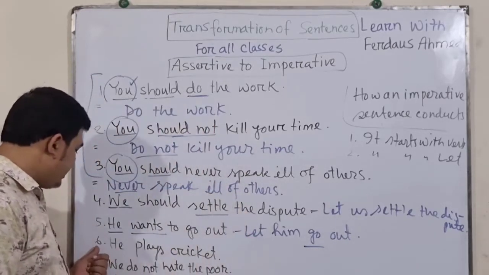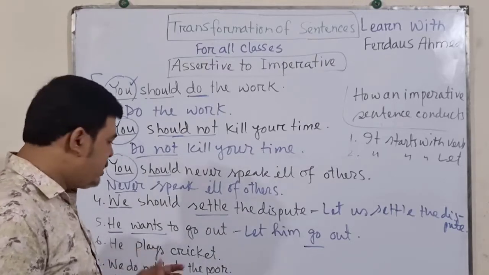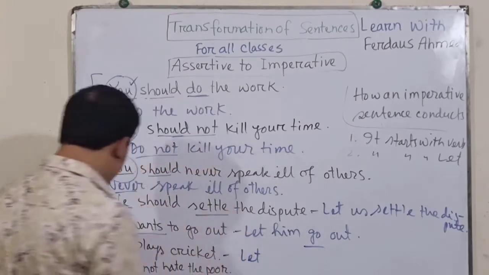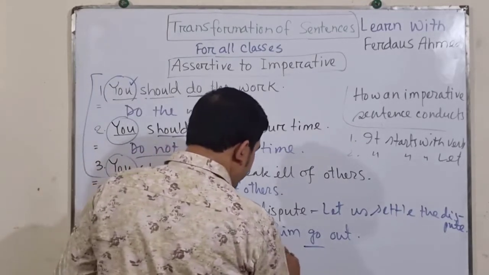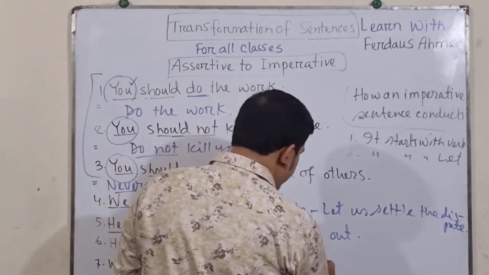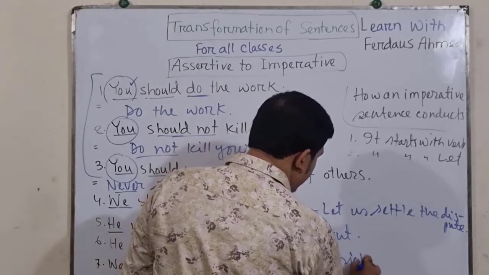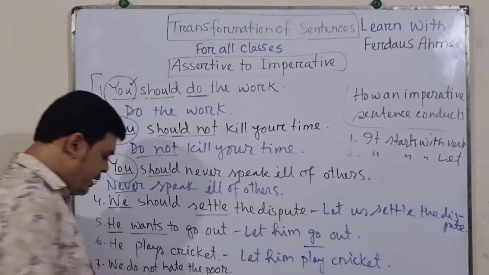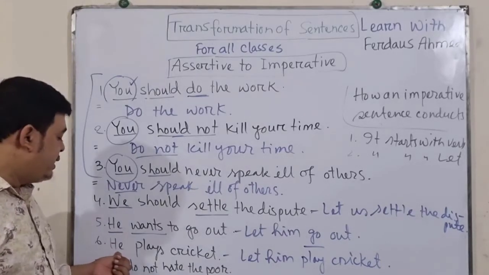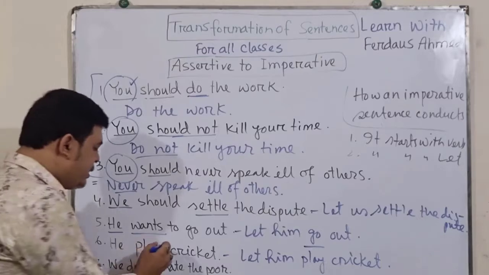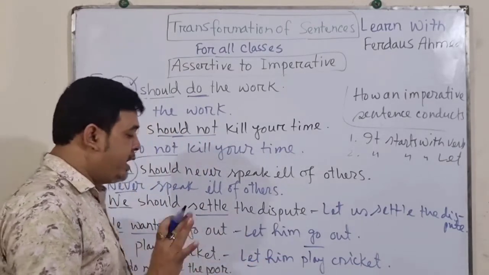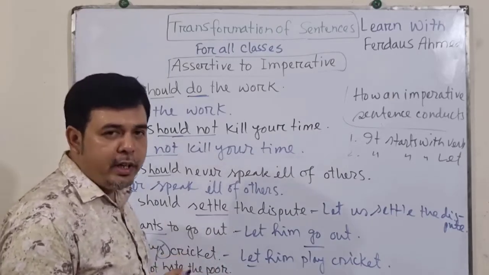So dear students, now the next one, number 6: he plays cricket. So in that case, what will we do? Let, for he there will be him, let him, then the other things, play cricket. And as it is an assertive sentence in present indefinite tense, there was an s, but in the case of an imperative sentence, there is no scope of putting any s.